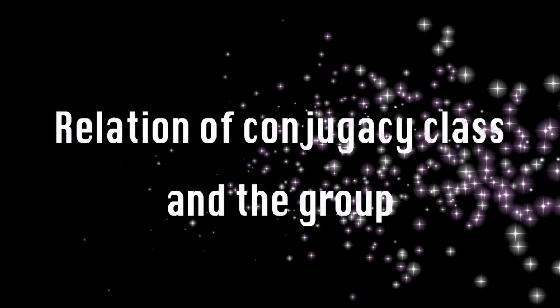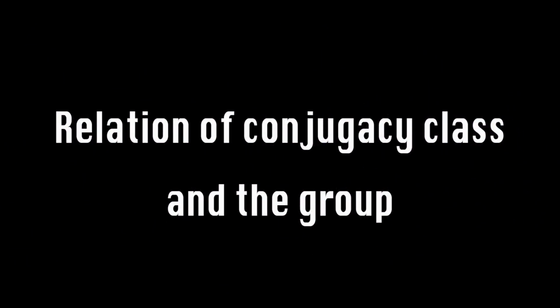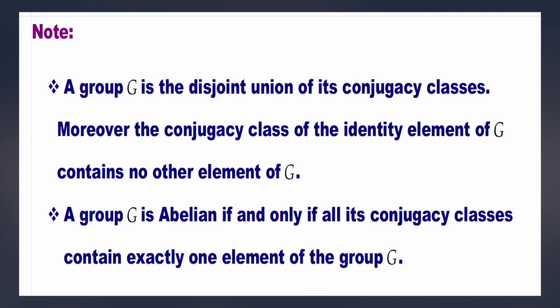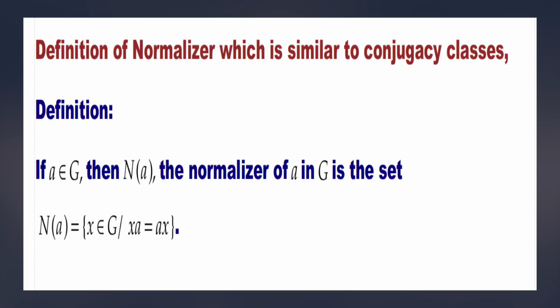Now we can see the relation of conjugacy classes and the group. Notice, a group G is the disjoint union of its conjugacy classes. Moreover, the conjugacy class of the identity element of G contains no other element of G. Next, a group G is abelian if and only if all its conjugacy classes contain exactly one element of G.